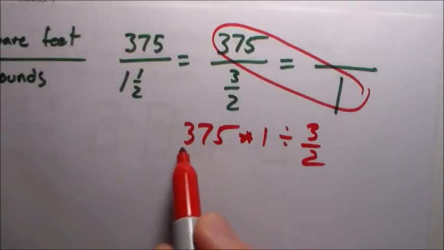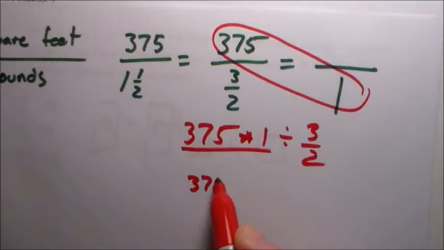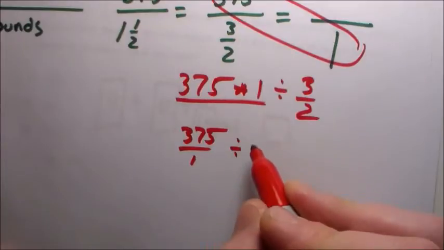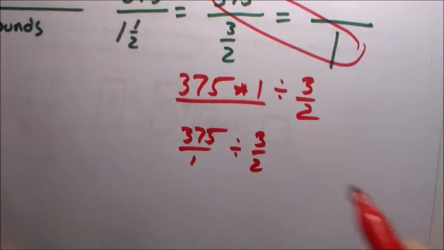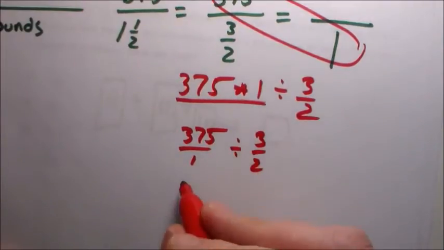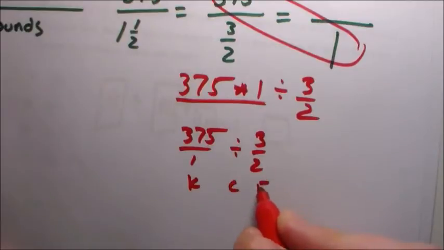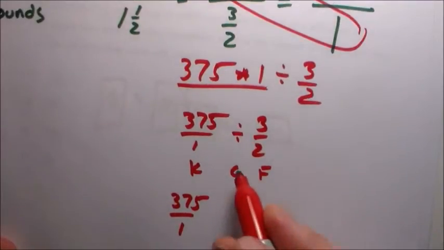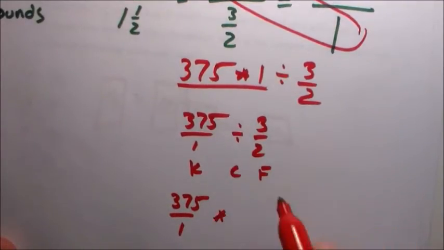Well, 375 times 1 is just 375. You can think of that as 375 over 1, because any number divided by 1 is that same number. And then we're going to have that divided by 3 halves. How do we divide by a fraction? We're going to keep, change, flip. So we're going to keep this as 375 over 1, change division to multiplication, and flip 3 halves to 2/3.